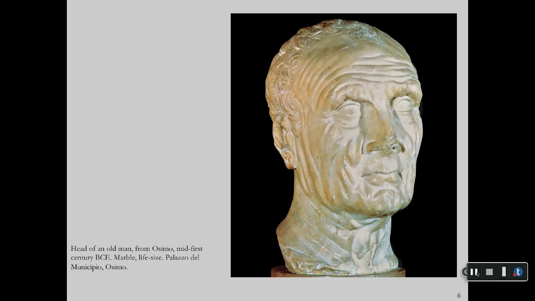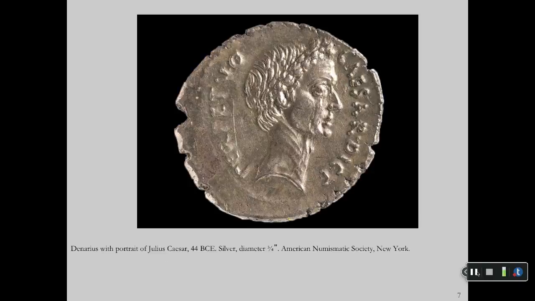Ancestors were venerated. Denarius with portrait of Julius Caesar, 44 BCE, in silver. When Julius Caesar placed his portrait on a coin, he declared himself a god, as only portraits of gods had been on coins previously. This was shortly before he was assassinated in 44 BCE.